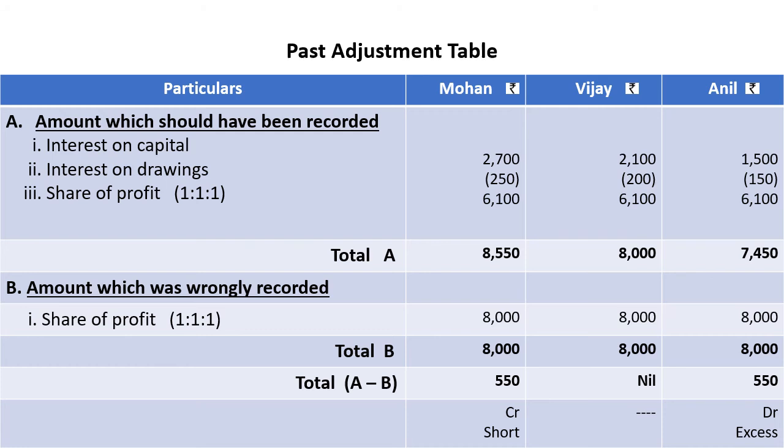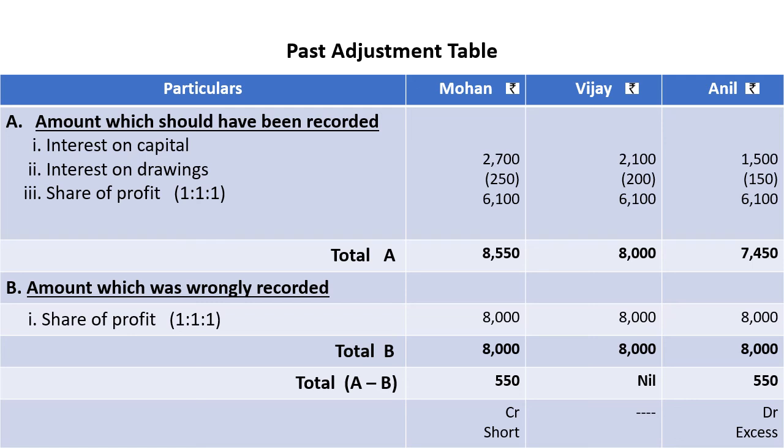Now we have to find which partner has got excess and which partner has got less amount. Now look at Mohan. Mohan has to get 8,550, but he got only 8,000. So 550 is shortage in his account. So we have to credit Mohan's account. Next, Vijay, there is no balance. He has got the equal amount, so no problem. Next, Anil. Anil has to get 7,450, but he got 8,000. It means he got 550 excess. So we have to debit his account. It means we have to take 550 from his account and give it to Mohan.